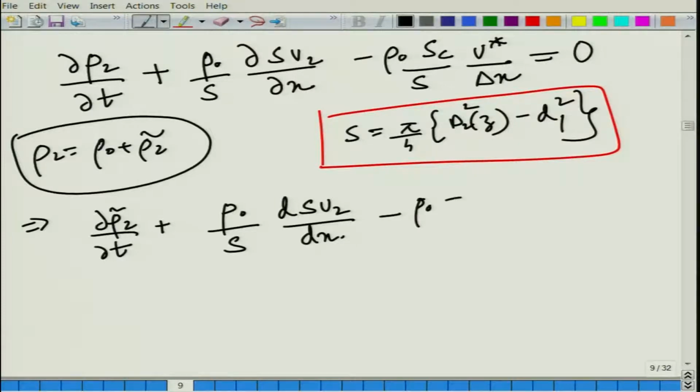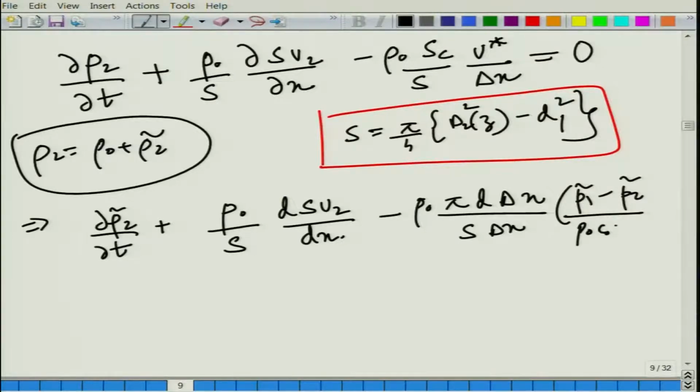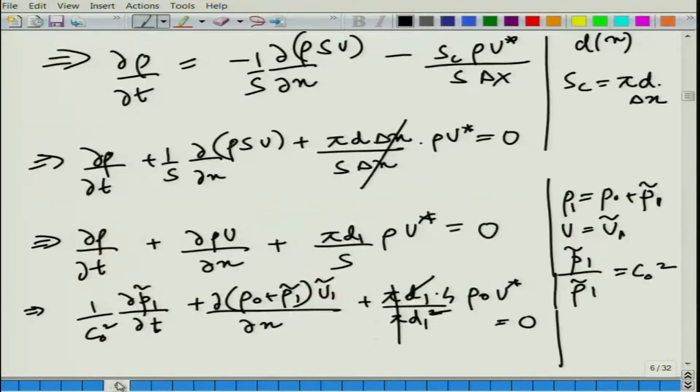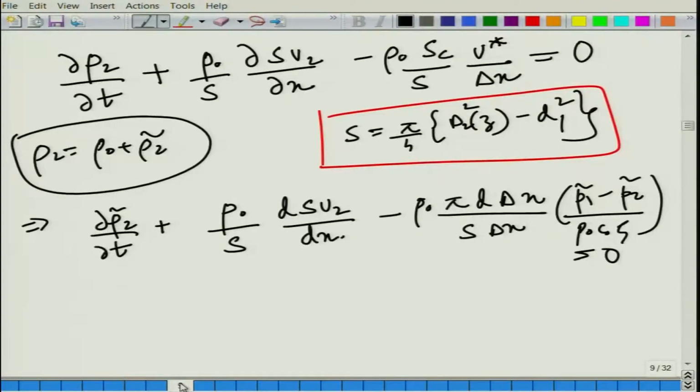So, you get this minus pi d into delta x by S into delta x, p1 tilde minus p2 tilde divided by rho naught c naught u star. Okay. So, here there will be a minus sign instead of plus, because of the conventions that we have followed. Remember, in the continuity equation derived for the first duct, you had a plus sign here, but in this equation you have a minus sign purely because of the convention. Whatever mass is leaving duct 1 is entering the annular region 2.